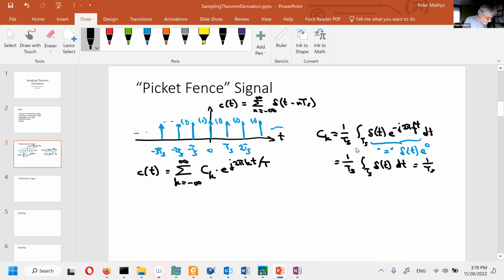So now we think of Ts as actually being the interval between samples. And so 1 over Ts would be equal to Fs, which is the sampling rate. So Fs equal to 1 over Ts will be the sampling rate.